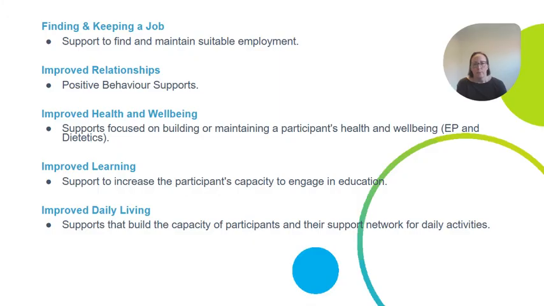The areas that we see most at Concentric in improved relationships are positive behaviour support, improved health and wellbeing, so supports that focus on building and maintaining a participant's health and wellbeing, like exercise physiology and dietetics, and improved living to increase participation and engage in education. This is where a lot of our physios, OTs, speechies, psychs, and even PBS come from our daily living funding. Exercise physiology and dietetics can also come out of here. So the supports are designed from this area to build the capacity of participants and their support network to undertake tasks related to daily activities.